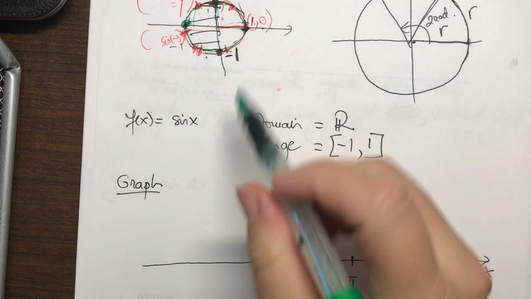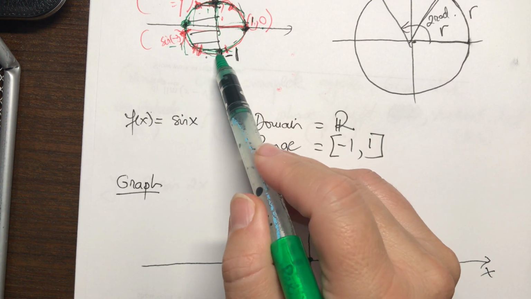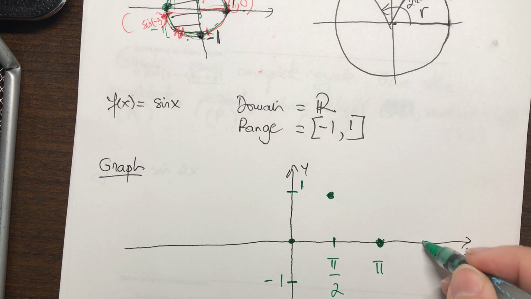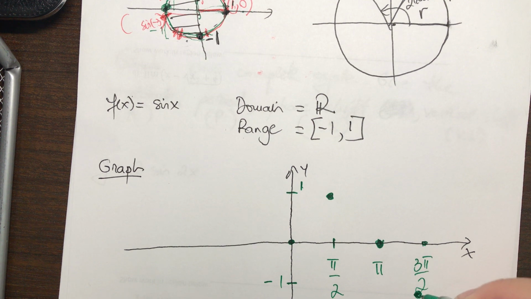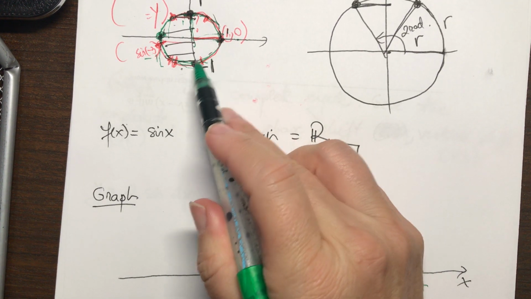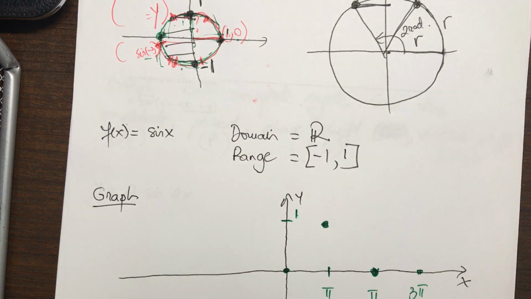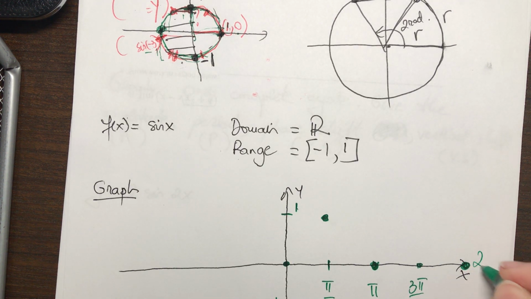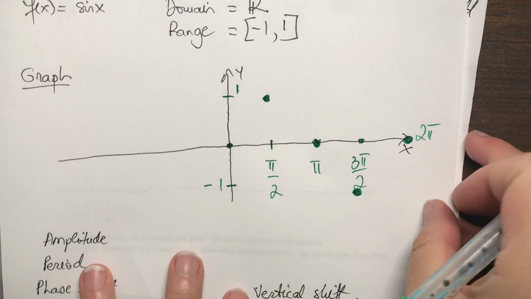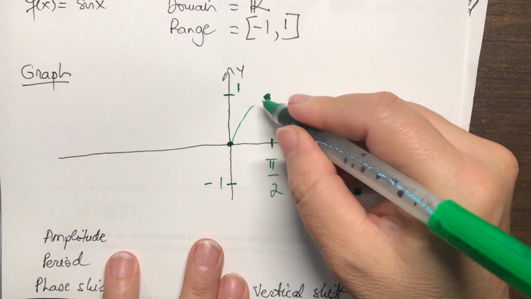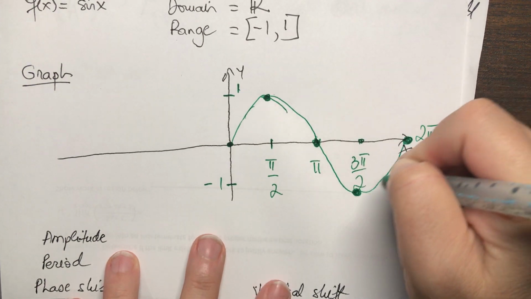Okay. And then the y coordinates go lower and lower to -1. When did I reach this -1? At 3 pi over 2. So at 3 pi over 2, I reached -1. And then the y coordinates go back higher and higher until I get to 0. When do I get to 0? At 2 pi again. So here it is. This is one complete cycle of the sine function.